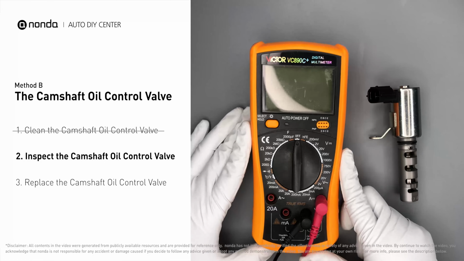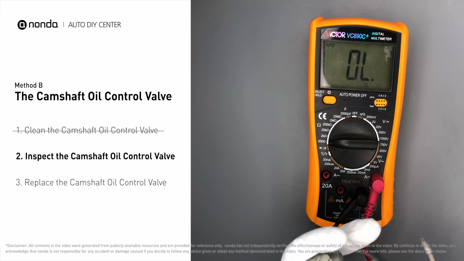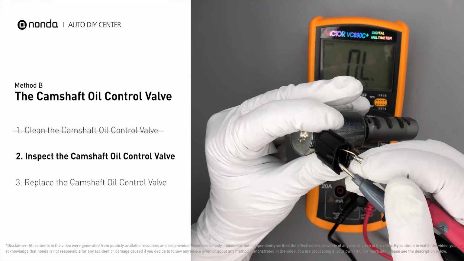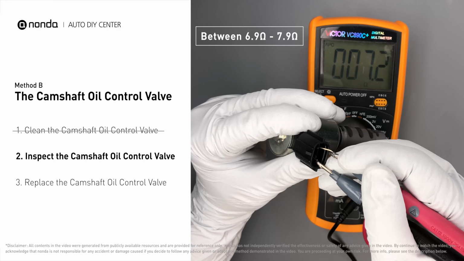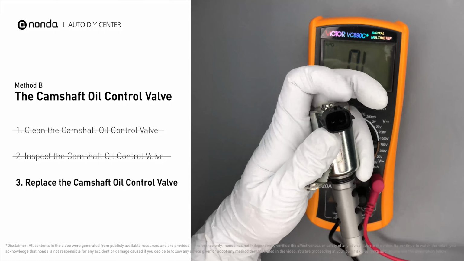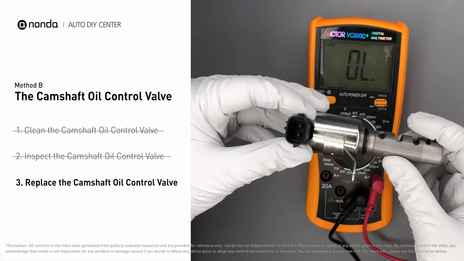Then use a multimeter to proceed with a test on the camshaft oil control valve. In ambient temperature of 68 degrees Fahrenheit, the valve resistance is between 6.9 ohms to 7.9 ohms. If you do not get a reading, this indicates that the camshaft oil control valve is faulty and needs to be replaced.